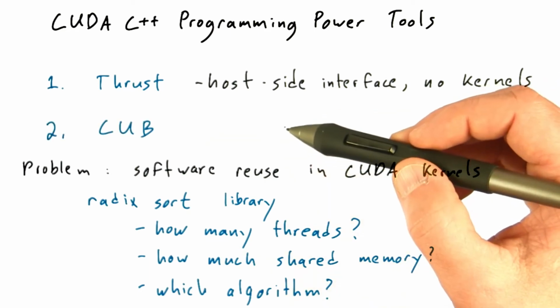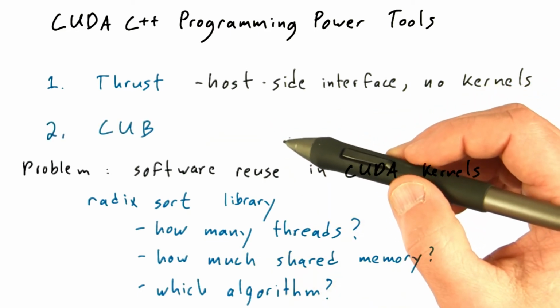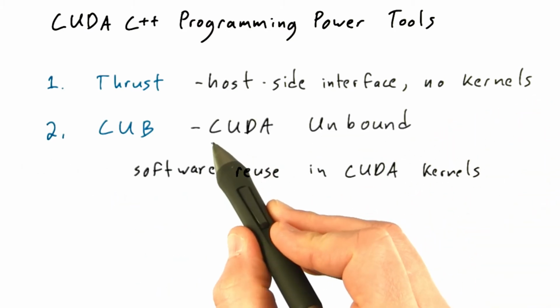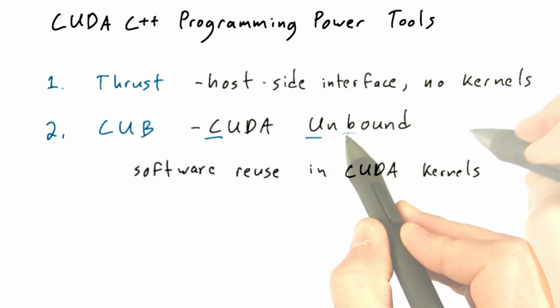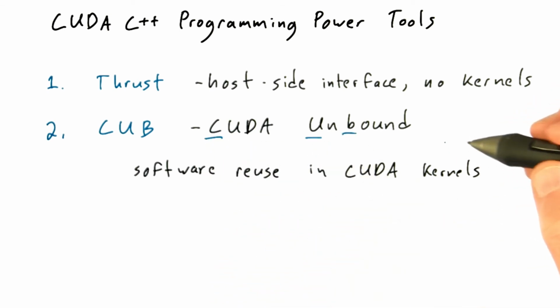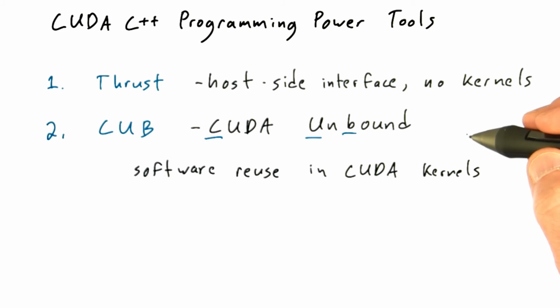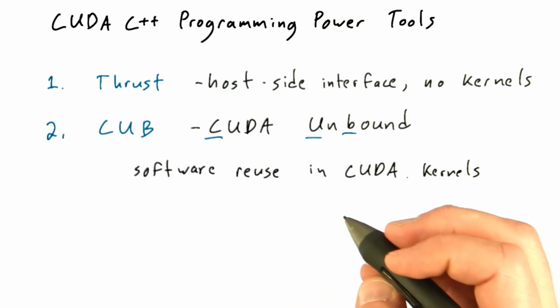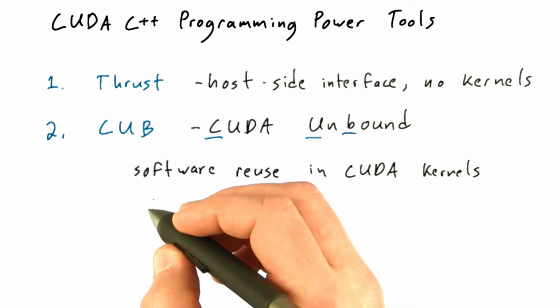The CUB library by Duane Merrill provides a neat solution to these challenges of software reuse for CUDA kernel code at high performance. CUB stands for CUDA Unbound. And the reason it's called that is because the implementations in CUB leave these decisions, like the number of threads and the amount of shared memory, unbound. You, the programmer, bind the necessary parameters when you write your program, using templates and a novel binding approach that's embedded in the C++ type system.